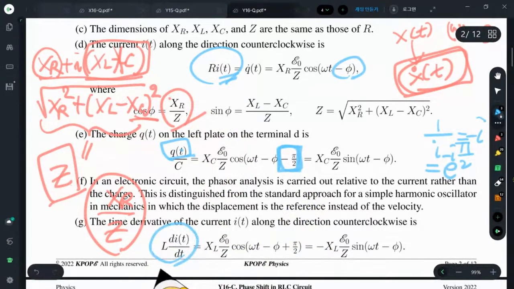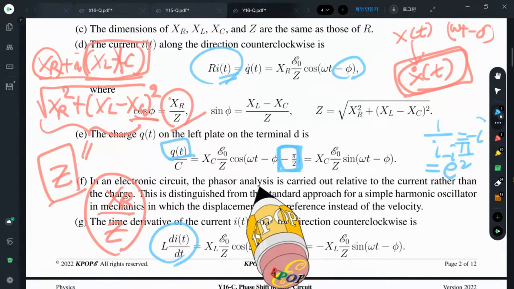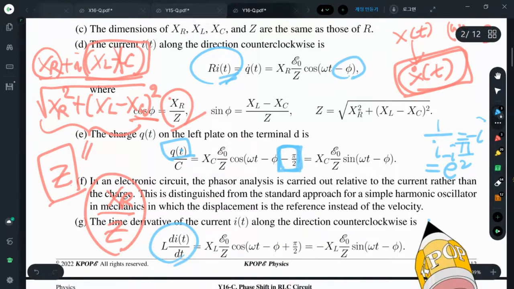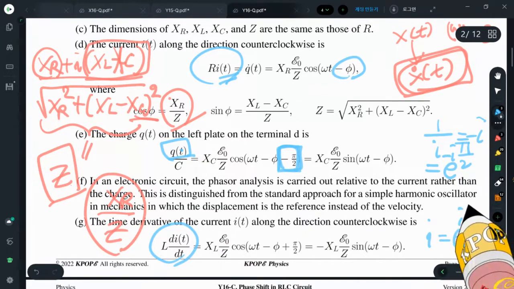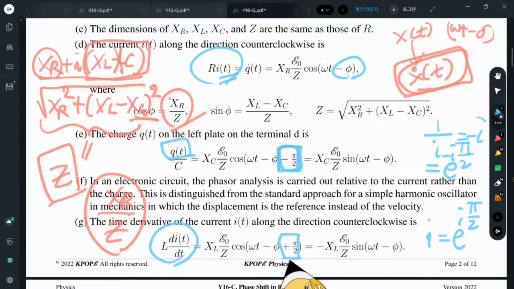In the case of an inductive load, what we have to do is take the time derivative. The time derivative brings in an additional factor of i, that is e to the i half pi. That's the reason why we have an additional phase shift by plus 90 degrees. Okay?